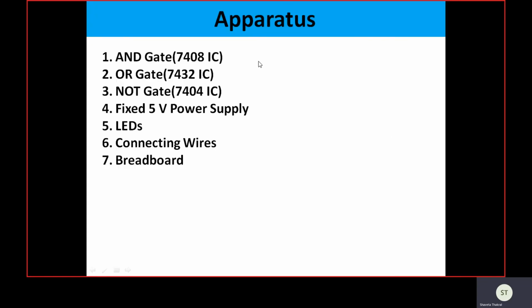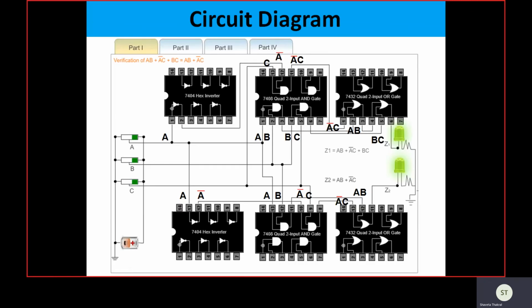So if we perform this experiment physically in the lab on the breadboard, if we are making connections, then we need AND gate IC 7408, OR gate IC 7432, NOT gate IC 7404, fixed power supply of 5 volt, LEDs, connecting wires, and of course breadboard. And this is the circuit diagram. According to this circuit diagram, we need to make connections because we need to realize the original Boolean expression as well as the reduced Boolean expression.